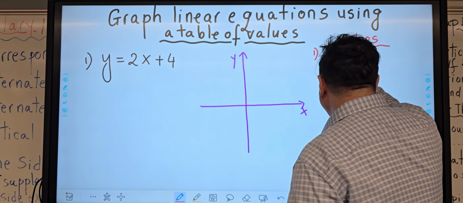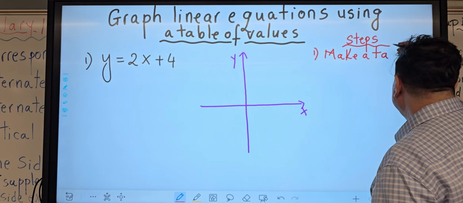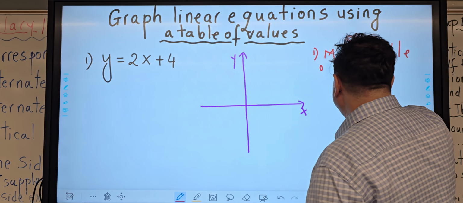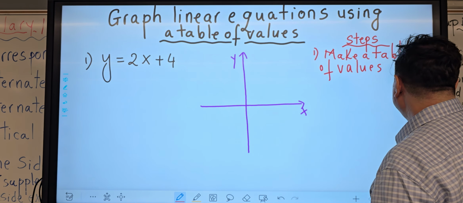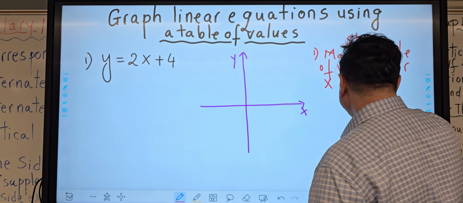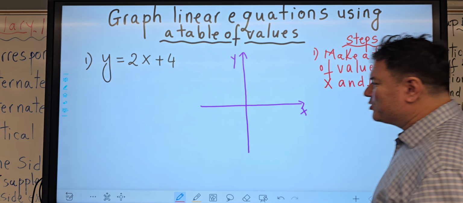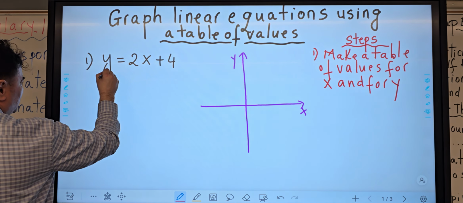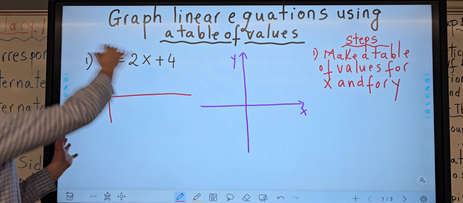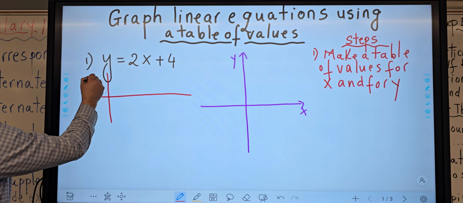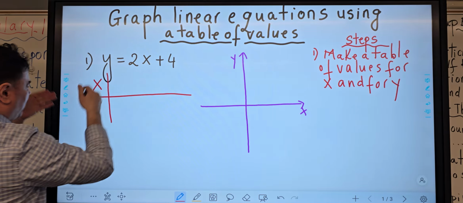Write that down. Make a table of values. Values for x and for y. So let's create a table of values here. So let's create a t-chart, something like that, a t slanted this way. And we are going to put the x here at the top, and then we are going to put the y value or the equation right here on the bottom.